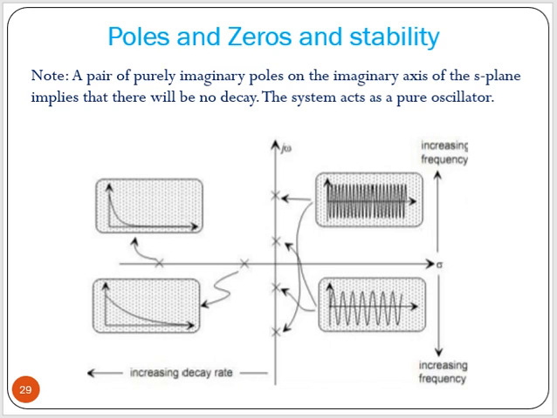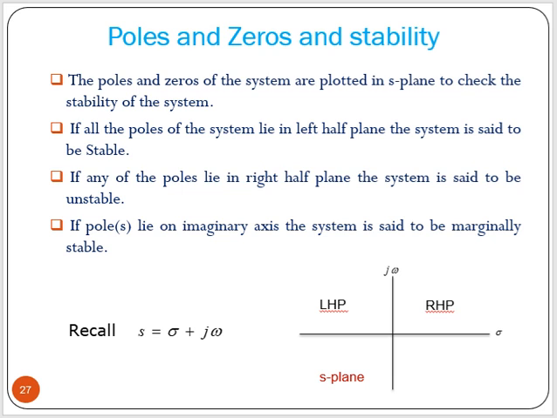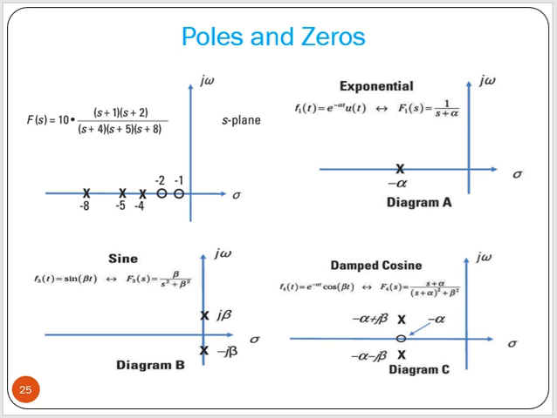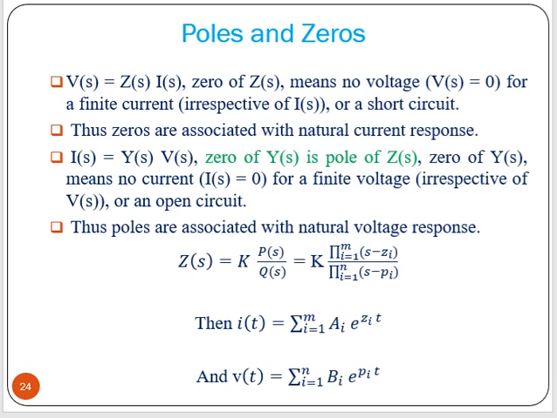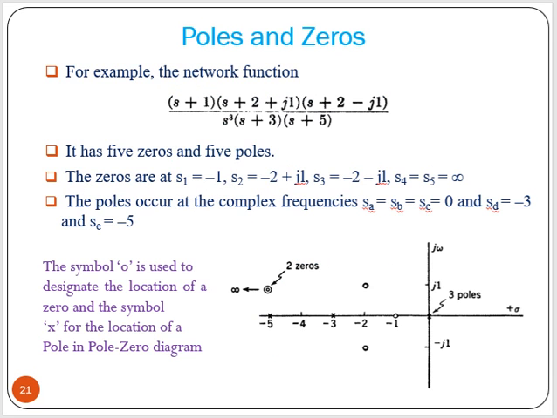Okay, so thank you. This is it for today. In this lecture, what is the main point that we have to understand? That is what poles and zeros are, and what the physical interpretation of poles and zeros is.